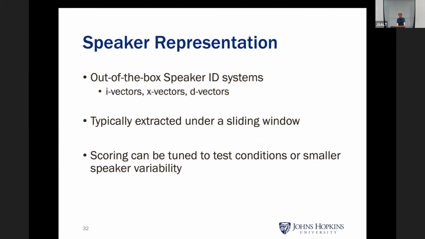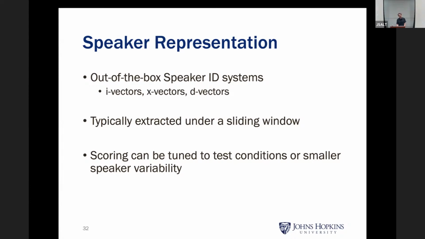So next, in terms of the speaker representation, these are basically always going to be whatever is state of the art in speaker ID. People have done i-vectors, x-vectors, d-vectors, and it's usually done where they're extracted on a sliding window basis. Though again, if you're doing something like change point detection where you're trying to detect speaker changes, you can then extract on those windows directly. And then of course, people do tune the systems from speaker ID for the diarization task as well.